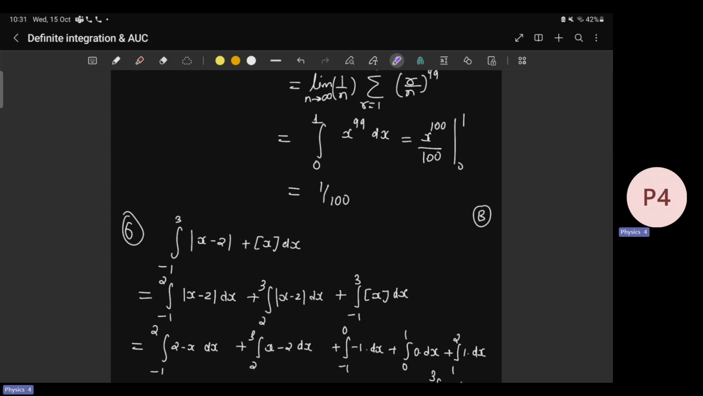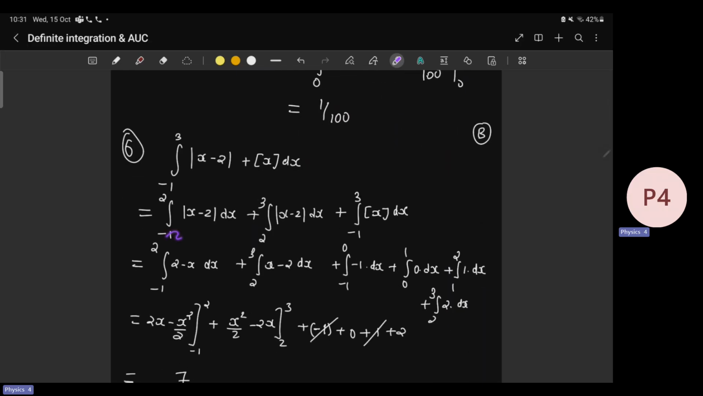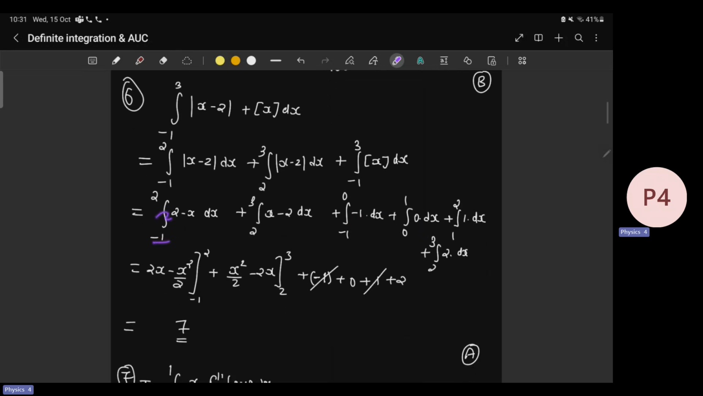In this, we have been given the integration from minus 1 to 3 of modulus of x minus 2 plus greatest integer x dx. So we can break this integration into minus 1 to 2 of modulus of x minus 2, plus 2 to 3 of modulus of x minus 2, because x minus 2 will change its sign at x equals 2. And then minus 1 to 3 greatest integer x dx. In the interval minus 1 to 2, modulus of x minus 2 will be 2 minus x dx, plus in the interval 2 to 3, it is a positive quantity, so it will open as x minus 2 dx.